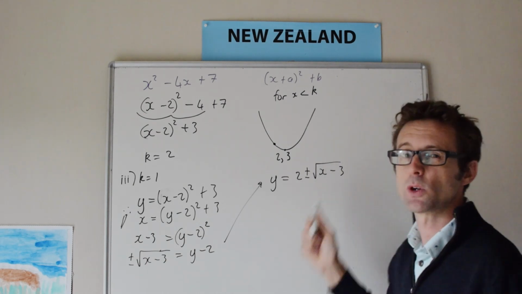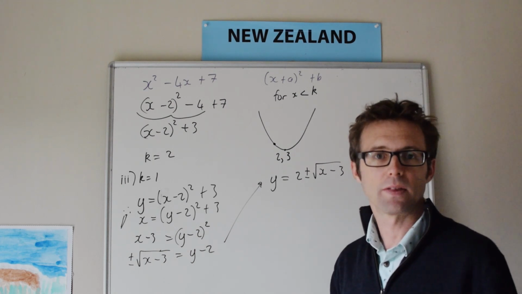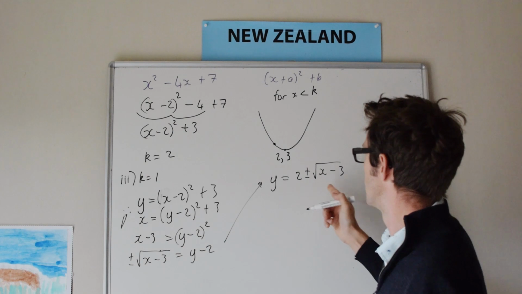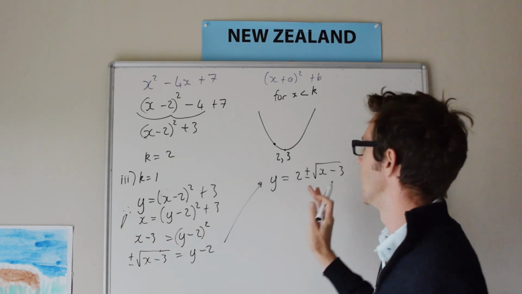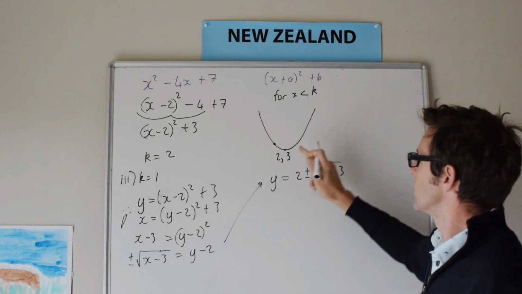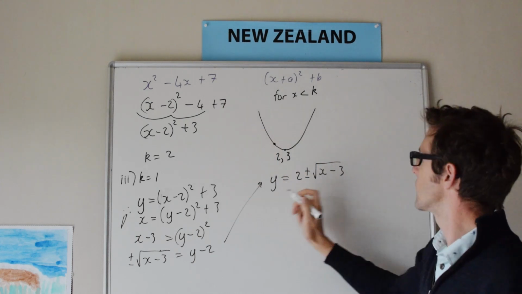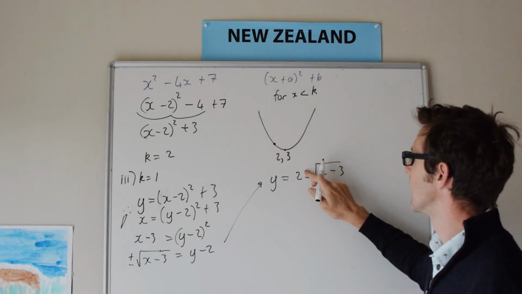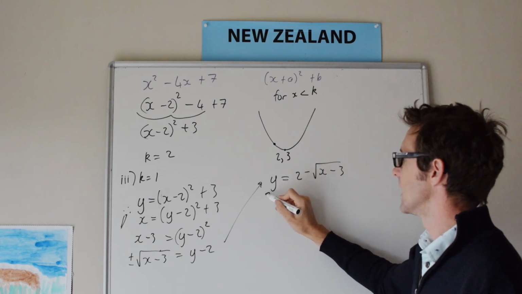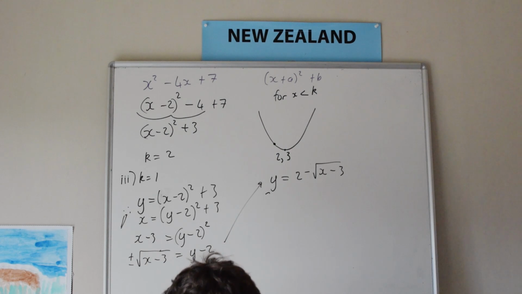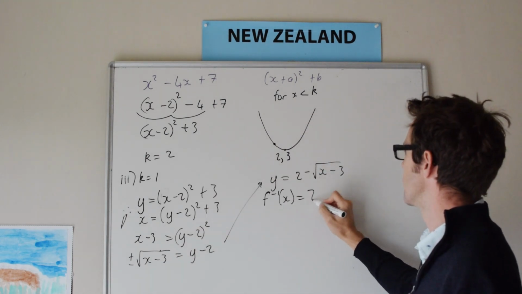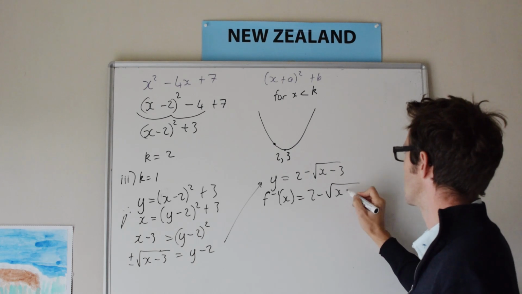Now you've got to decide which one it is, because we talked about those functions needing to be one-to-one and having to eliminate one of these. Well, obviously, since we're on this side of the curve, it's going to be the minus one. So the inverse function, f inverse, will be 2 minus the square root of x minus 3.